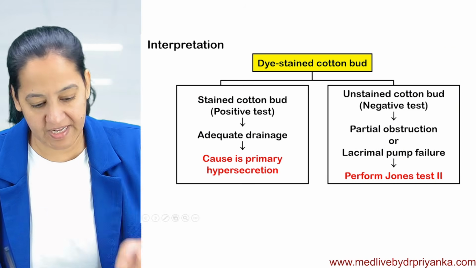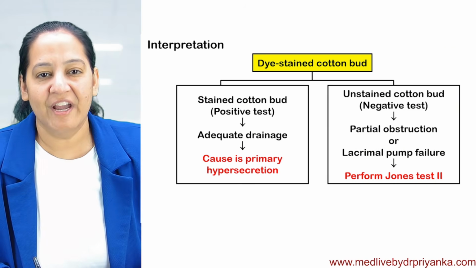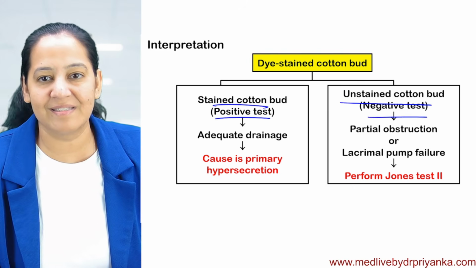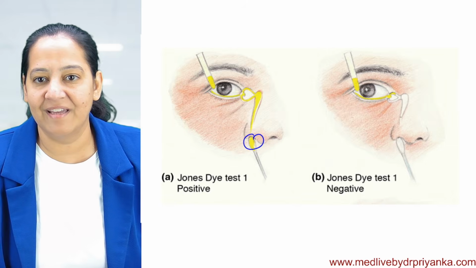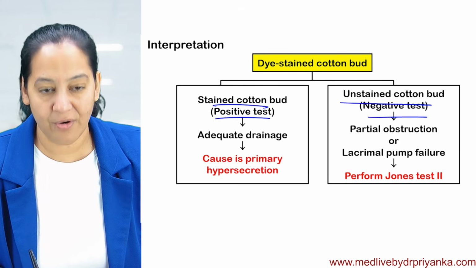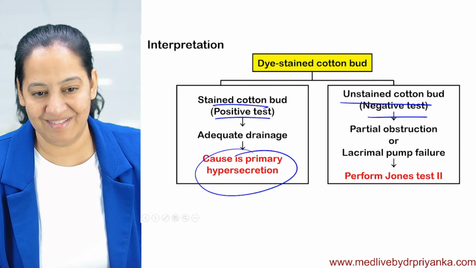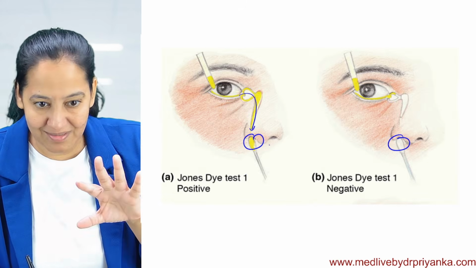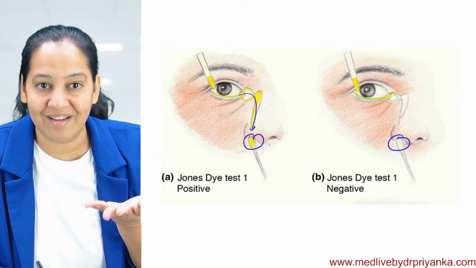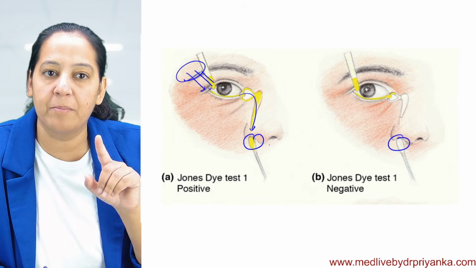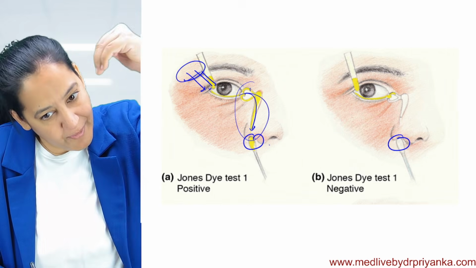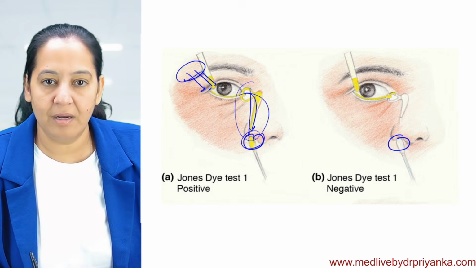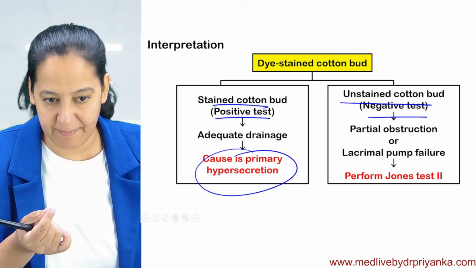Okay, now there are 2 possibilities. Either it will be stained or unstained. If it is stained, it is positive test. If it is unstained, it is negative test. You can see here it is stained, here it is unstained. If it is stained, okay, the cause of watering eye is hypersecretion. I mean the passage is normal, it is stained. So why the watering eye is there? The problem is in the gland. The gland is producing more and more tears, but there is no obstruction in the passage because clean passage is there. The cotton bud is colored. I mean it is stained.